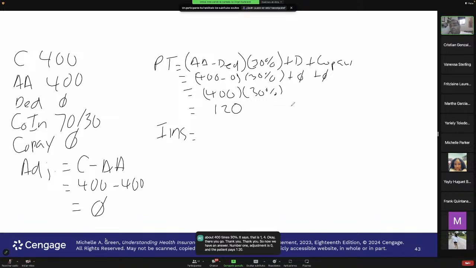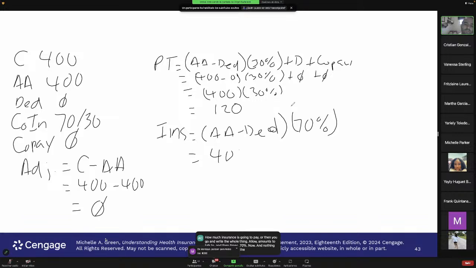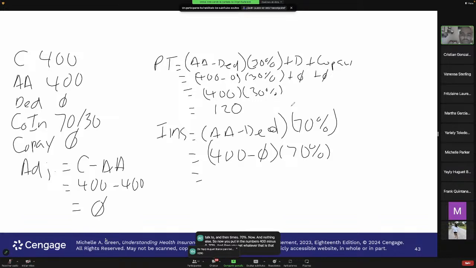If the question asks how much the insurance is going to pay, then you write the whole thing: allowed amount minus deductible, and then times 70% now, and nothing else. So now you put in the numbers, 400 minus 0, everything inside parentheses, 70%, and then you get whatever that is. That should be like 280. There you go, 280.